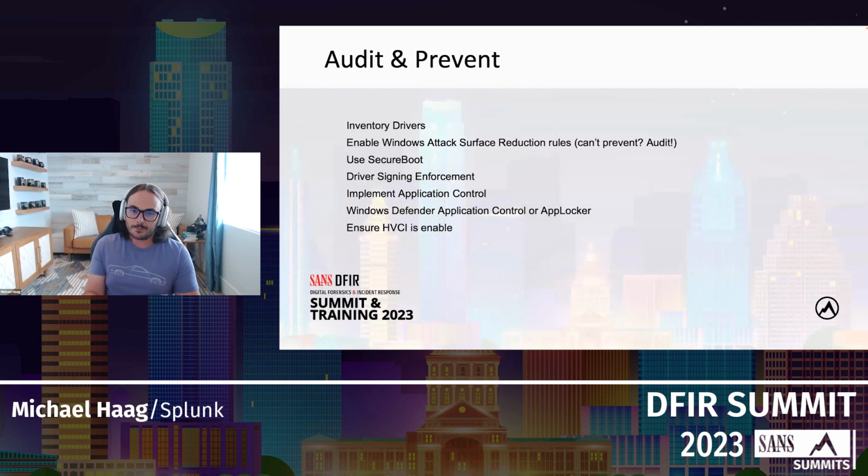You can audit with Windows attack surface reduction rules. There is a driver load one, so you can track that within those logs. Using Secure Boot seems like a no-brainer. We'll talk about it in a minute, but Secure Boot is meant to only allow signed drivers and whatnot to load. Obviously, driver signing enforcement is here. There are the more heavy-handed prevent options, like using an application control product or even WDAC, saying prevent everything and only allow the critical drivers and whatnot that I approve of.